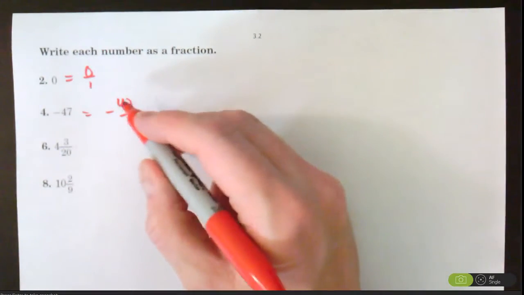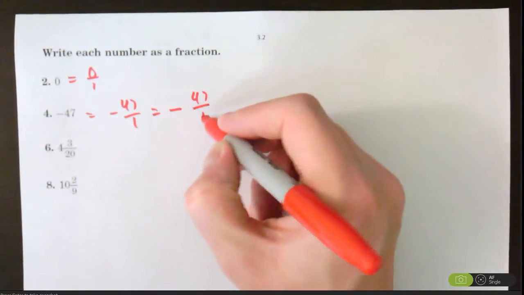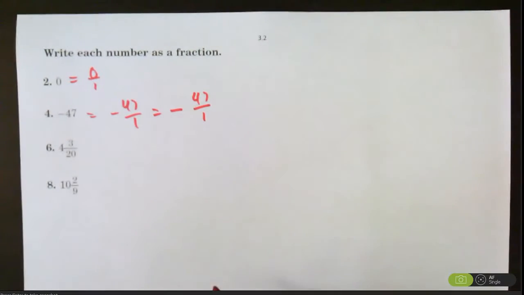Now, you can write that two ways. You can put the negative with the 47, or what's traditional is to put negative 47 over 1 and put the negative in front of everything.